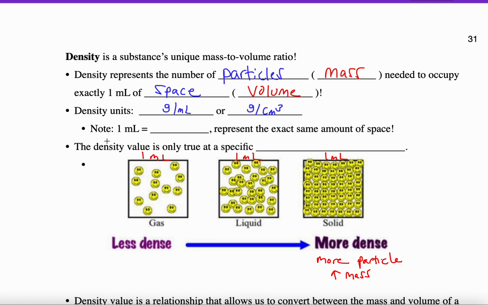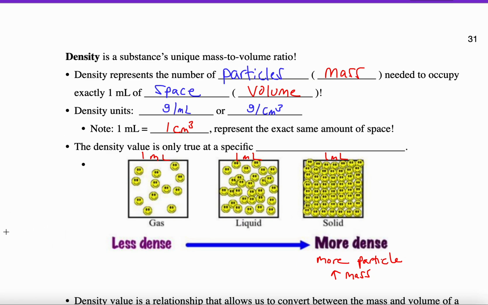Now, here's one thing that you need to commit to memory. It's not in your reference tables, but you're expected to know it: 1 milliliter of space occupies the exact same amount of space as 1 centimeter cubed. So 1 milliliter equates to 1 centimeter cubed.